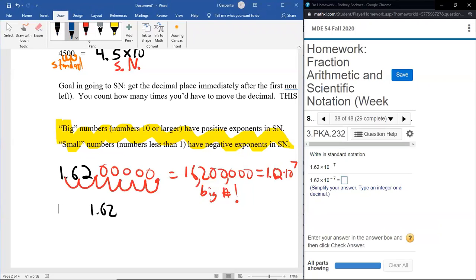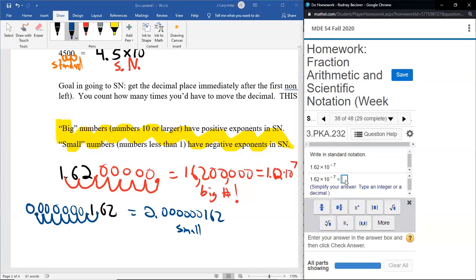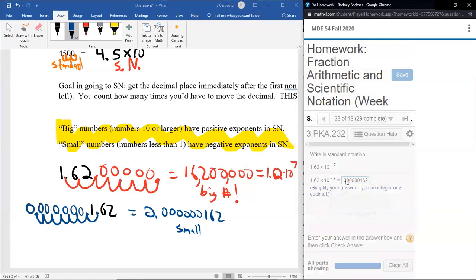Let's take the decimal, blue for correct this time, and let's move it 7 times left. 1, 2, 3, 4, 5, 6, 7. Filler zeros as needed. Most people, especially math teachers, love to have a 0 in front of a decimal place. So that's 0 point, and then there's 1, 2, 3, 4, 5, 6 zeros, and then the 162. That's a small number, which suggests that since it was a negative exponent, I've done it right. Drum roll, and we got it right.